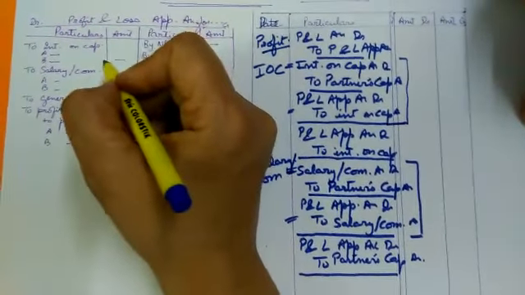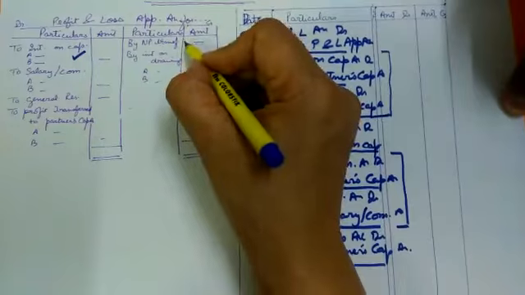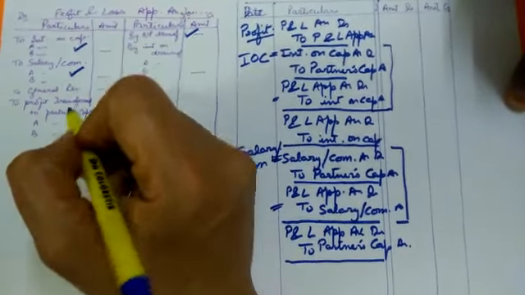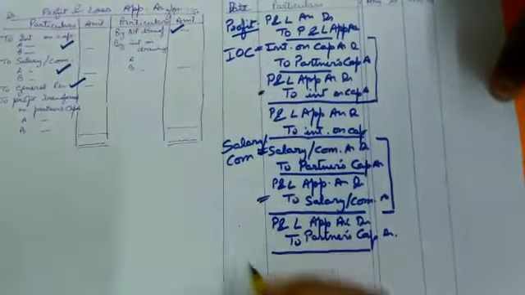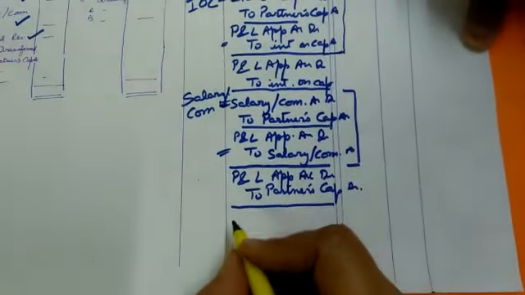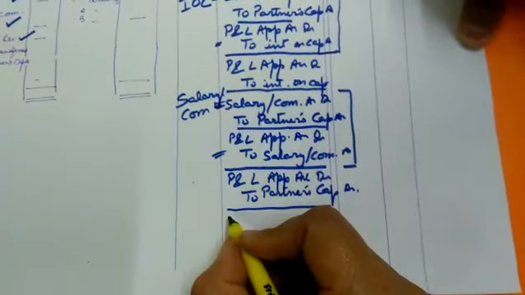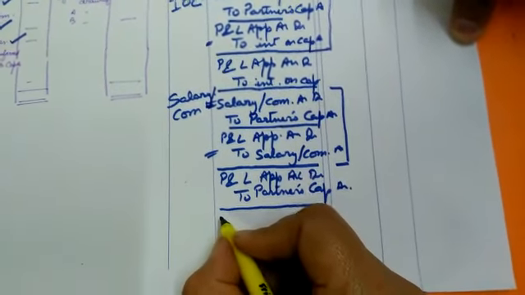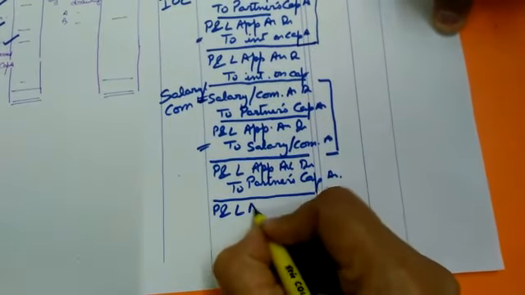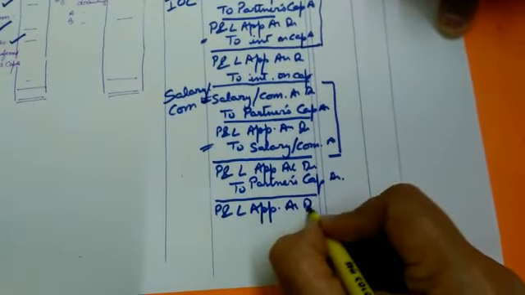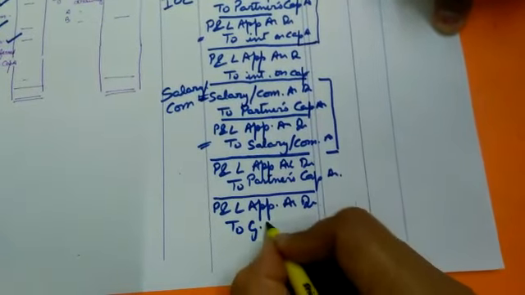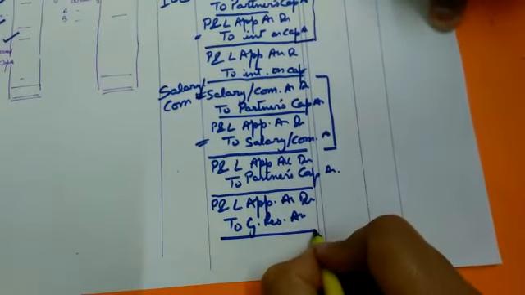Let us look again at the P&L appropriation account. You have done transfer of net profit, providing salary and commission. If any part is transferred to general reserve, what will be the journal entry? The journal entry will be P&L appropriation account debited to general reserve.